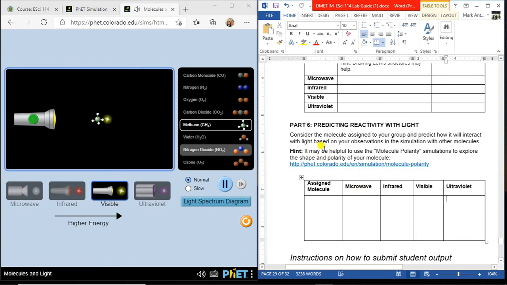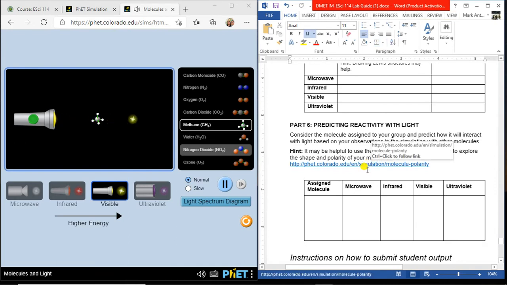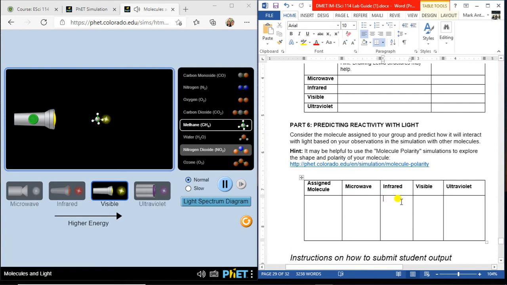As a hint, it may be helpful to use the molecule polarity simulation to explore the shape and polarity of your molecule. So you become familiar with the polarity and shapes of molecules for your observation, and why yours is different from the rest, you can explore this additional simulation.